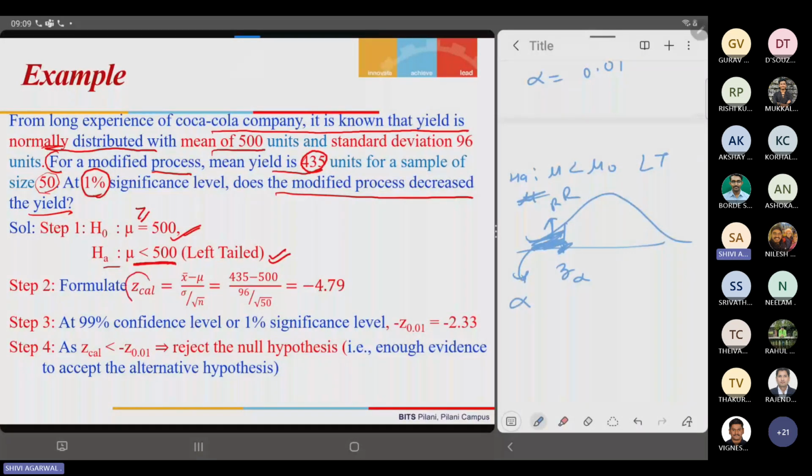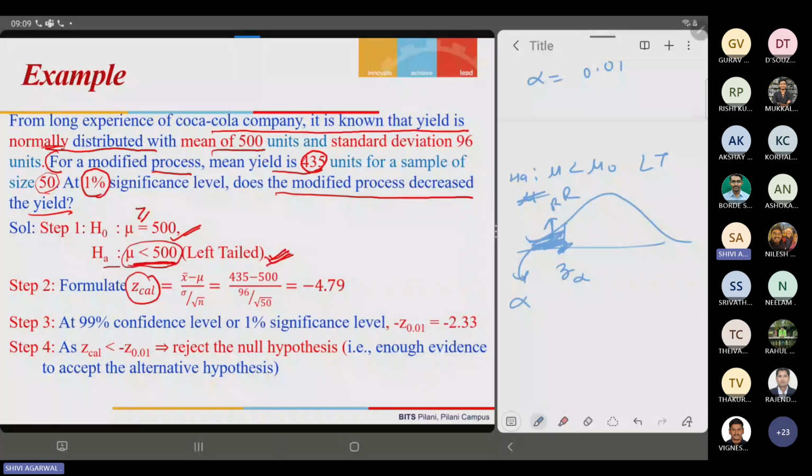Formulate the Z calculation. So we have already mentioned that mu is not 435. It is X bar which is 435, based on a sample. So mu is 500, and by using the new process, it may decrease or may not decrease. We are just checking whether it decreased or not. That's why decreased means mu is less than 500.